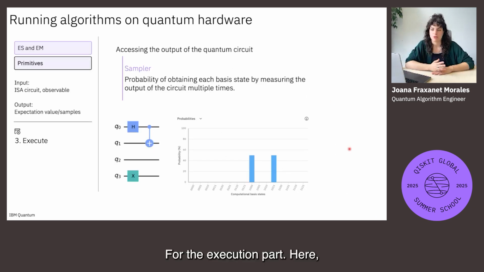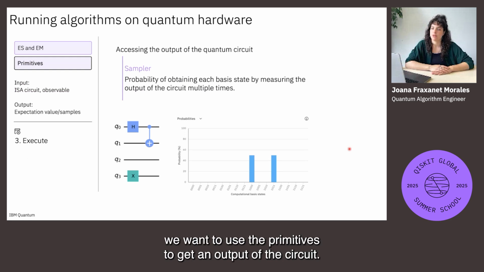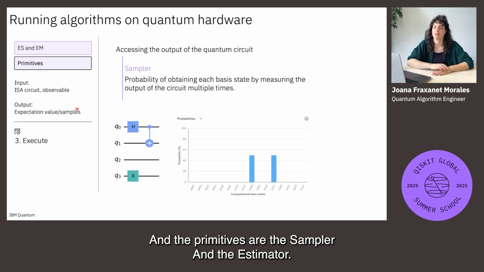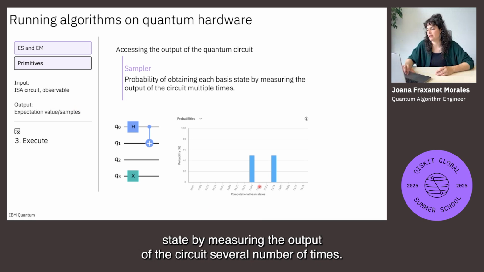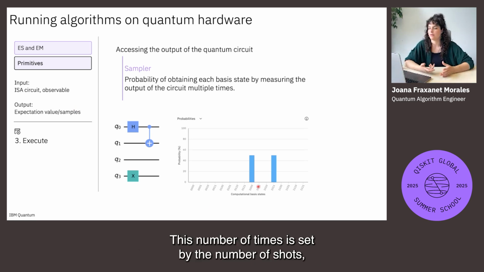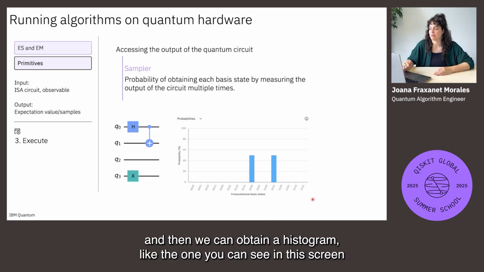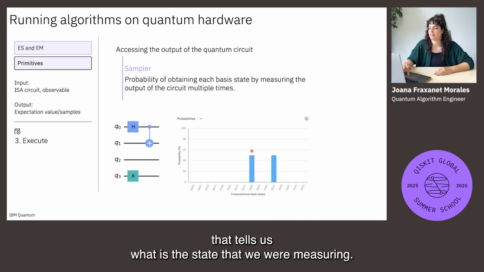For the execution part, here we want to use the primitives to get an output of the circuit, and the primitives are the sampler or the estimator. For example, the sampler allows us to obtain the probabilities of each basis state by measuring the output of the circuit a number of times. This number of times is set by the number of shots, and then we can obtain a histogram like the one you can see on the screen that tells us what is the state that we were measuring.